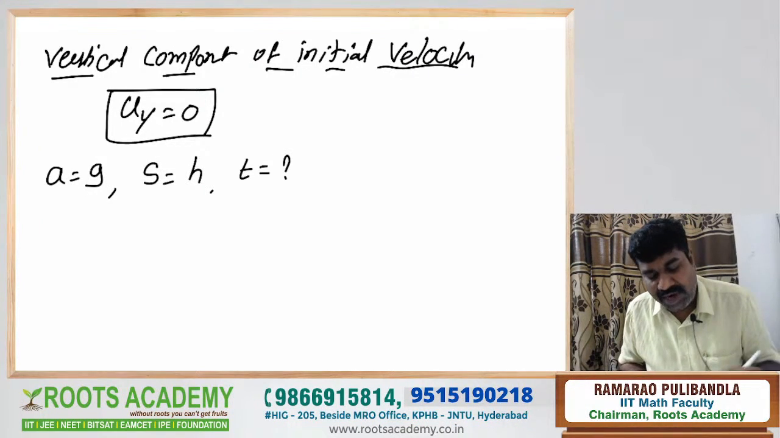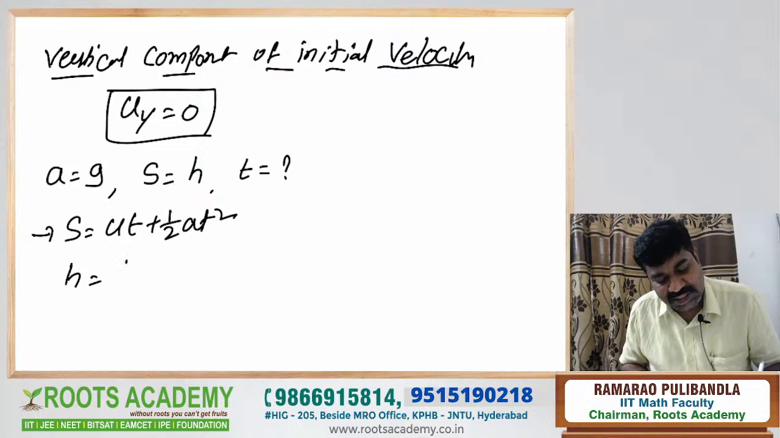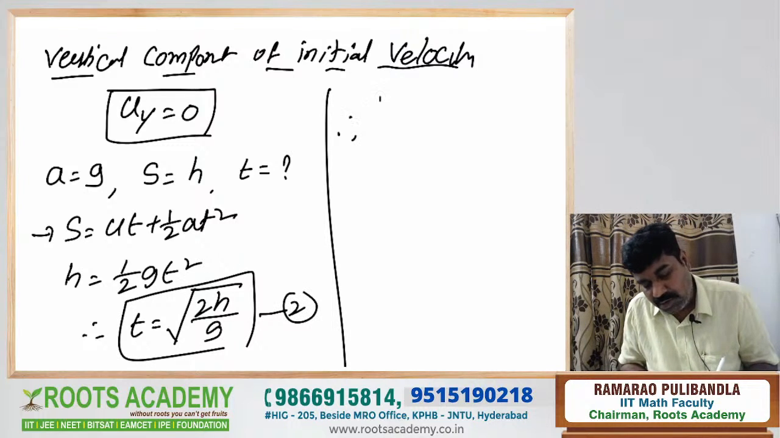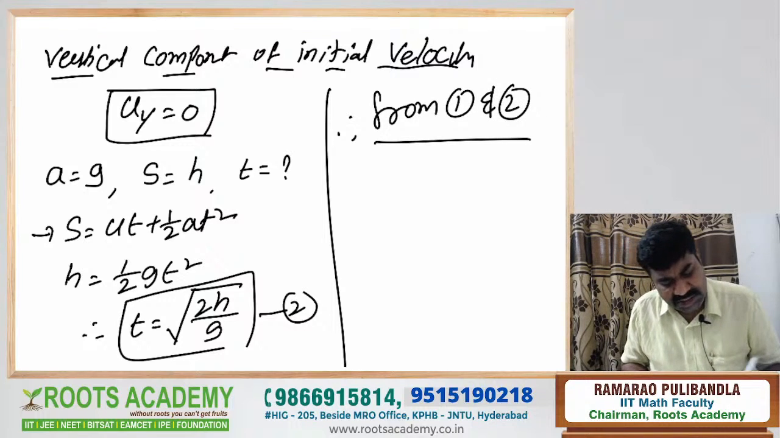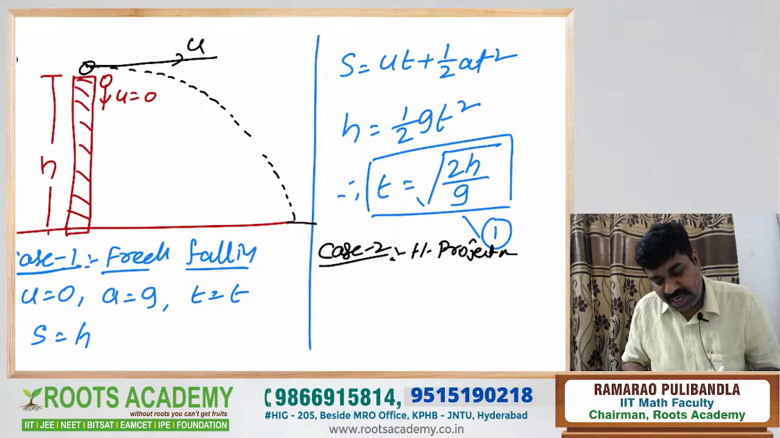Now we want to find the time. Here also we take S is equal to ut plus half at square, h is equal to half gt square, therefore time t is under root of 2h by g. So therefore, from 1 and 2, this is taken as t2 time and this is taken as t1 time.